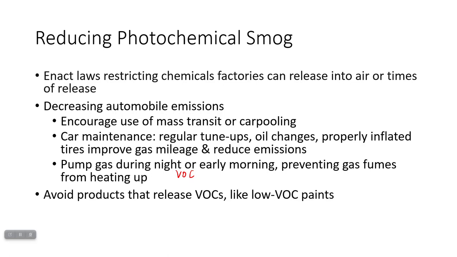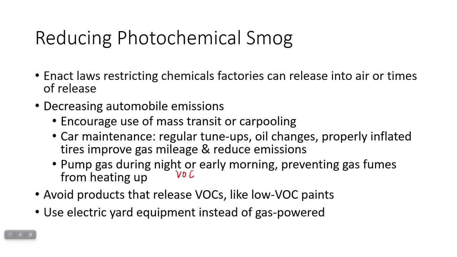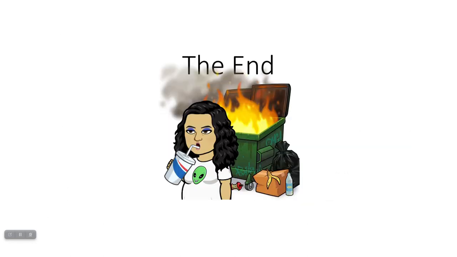Then avoid products that release VOCs. Like there are products that you can buy that are specifically branded as being low VOC, like low VOC paints. And then instead of using gas-powered lawn equipment, like lawnmowers or weed eaters, etc., you can use electric versions as well. All right, there is photochemical smog. Our next lesson is going to be on temperature inversions.